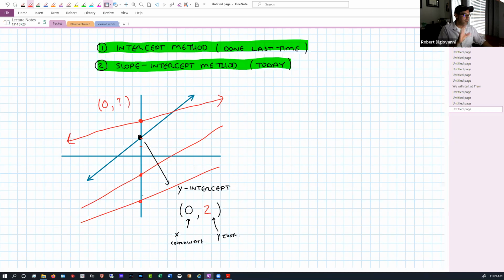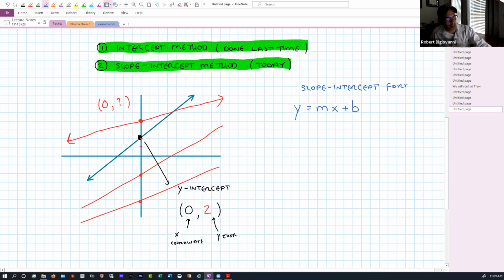So I'm about to put an equation on the board here, and I want us to just take a look at this. All right, this right here is called the Slope-Intercept Form of a line.